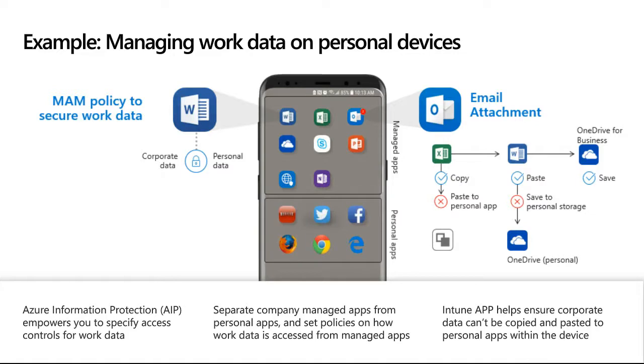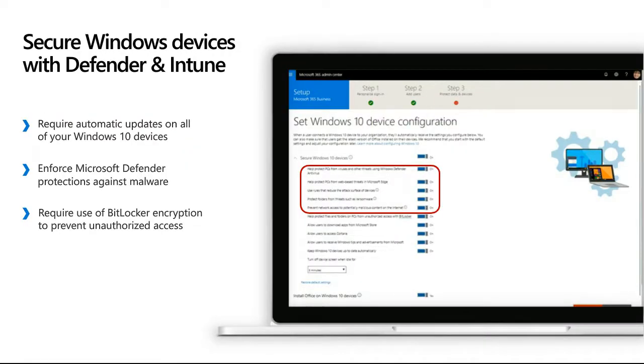By using mobile application management capabilities of Intune, you can help prevent leakage of important company data and make sure that this information doesn't get into the wrong hands. You can also easily manage and secure Windows devices through MDM policies, get automatic updates, enforce defense.